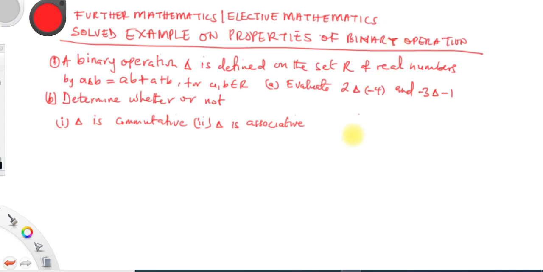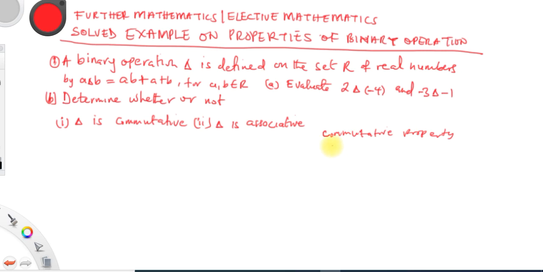The first one is the commutative property. We are saying that with the commutative property, we always take two elements from a particular set on which the binary operation is defined. Two elements and one operation.